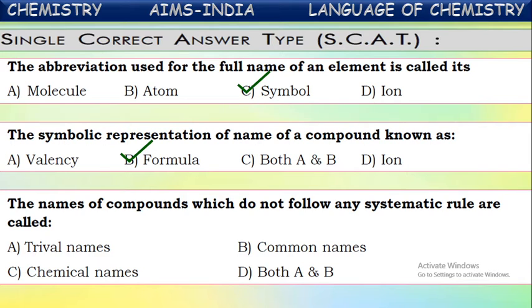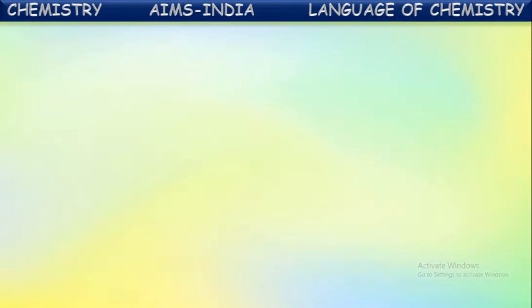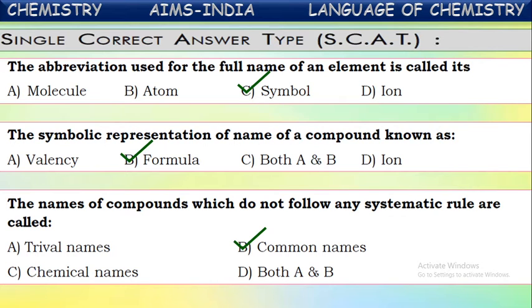Those names are called, yes, what are they called? They're called tribal names or common names. Actually it is tribal names or common names. Both will come under it, we can say both. These two will be correct answers. Tribal names or common names. Now the answer will not be B alone. It will be both A and B. Tribal names or common names they are called.